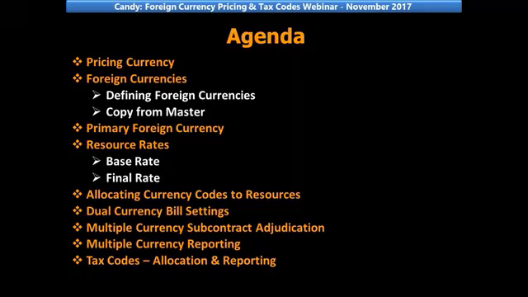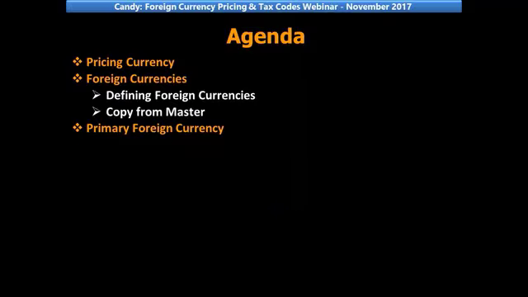The agenda for this webinar: we'll be looking at the pricing currency, defining the pricing currency, defining the foreign currencies in relationship to the pricing currency, copying the currency codes from the master. We'll look at how to define the primary foreign currency, the resource rates. We will be talking about the resource base rate and the final rate to be specific, allocating currency codes to resources, dual currency bill settings, multiple currency subcontract adjudication, multiple currency reporting, tax codes, allocation, and reporting. That's the agenda for the day.